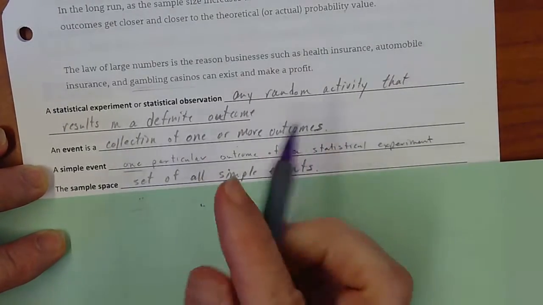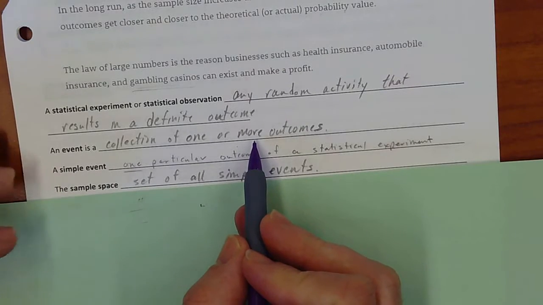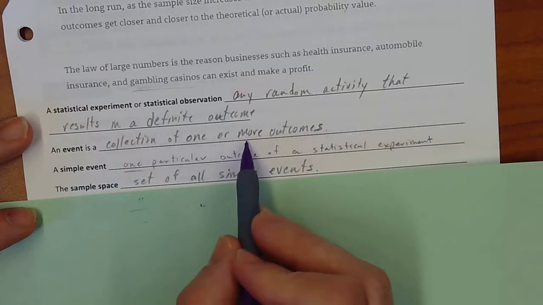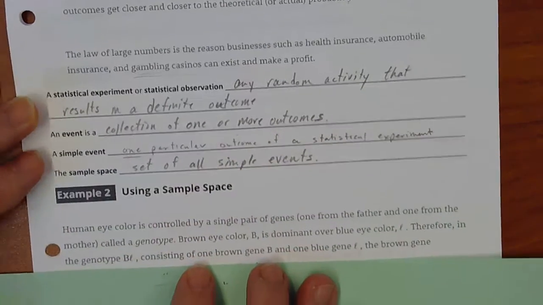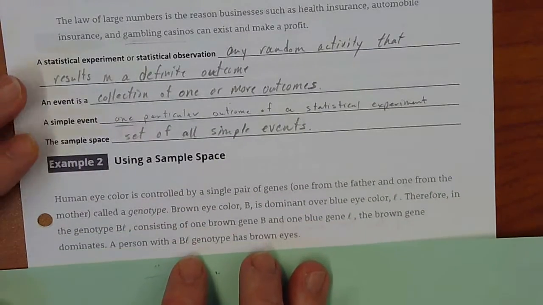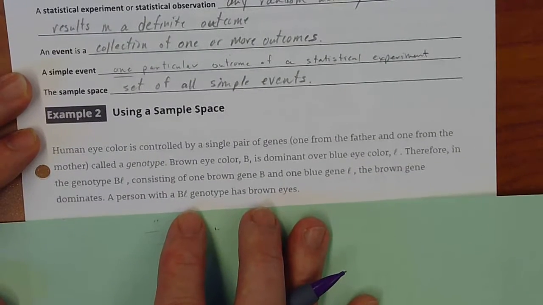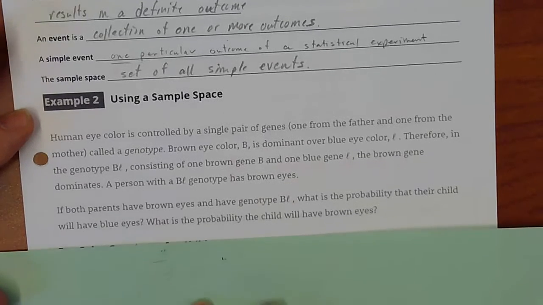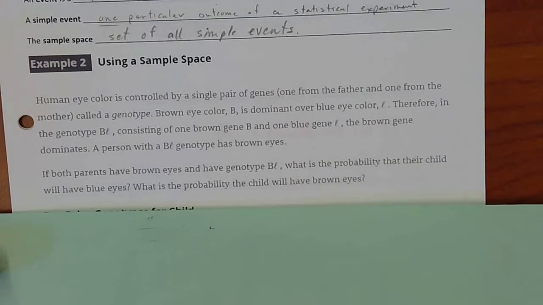An event can sometimes be a collection of one or more outcomes too, like drawing a face card. That's jacks, kings, queens. So whatever they define it as, just figure it out. All right, so let's look at example 2, using a sample space. Go ahead and read that to yourself, and then I'll help you fill it in.